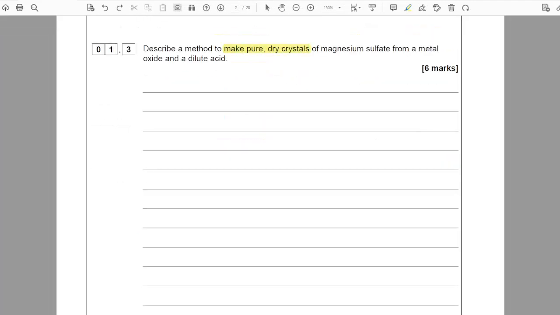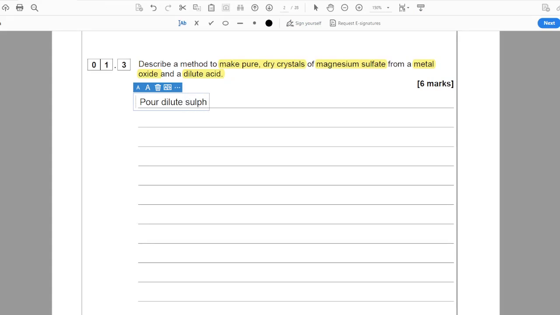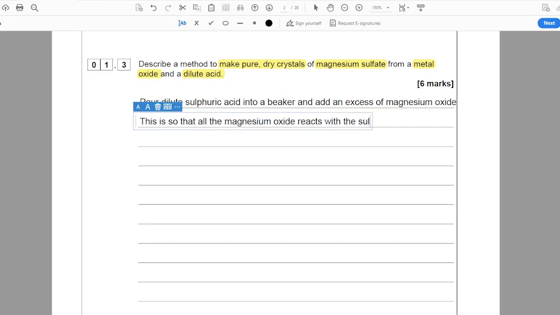Describe a method to make pure dry crystals of magnesium sulfate from a metal oxide and a dilute acid. Now first of all, you need to think about the practical you learnt and just adapt it to suit the question. It wants crystals of magnesium sulfate. Therefore you're going to need sulfuric acid and magnesium oxide. So we're going to talk about those two quite often in the answer. You can say pour dilute sulfuric acid into a beaker and add an excess of magnesium oxide. Now this is just to make sure that all the sulfuric acid is actually reacting with the magnesium oxide.